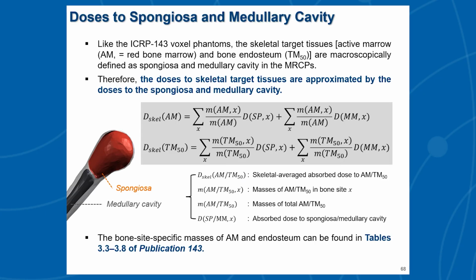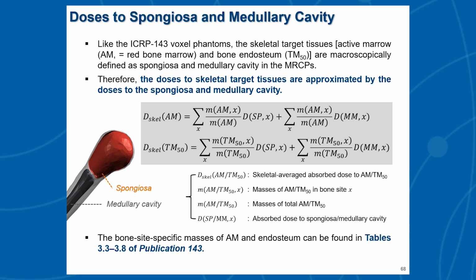The first method is the mass fraction technique. This method computes the doses to the red bone marrow and endosteum based on the doses to the spongiosa and medullary cavity as surrogates. The doses can be calculated by multiplying the site-specific spongiosa or medullary cavity doses by the site-specific tissue mass fractions. This mass fraction can be directly applied with the supplementary Monte Carlo code examples. All you need to do is just the post-processing.